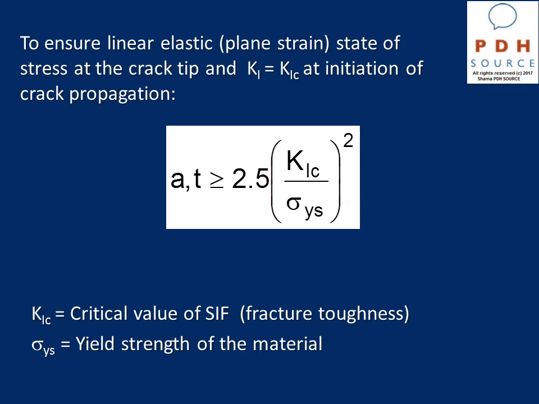Now, on the other hand, to ensure plane strain state of stress at the crack tip, we need to satisfy this equation. A, which is the crack length, and T, the thickness, both of them must be greater or equal to 2.5 multiplied by the ratio of the fracture toughness to the yield strength of the material, squared.